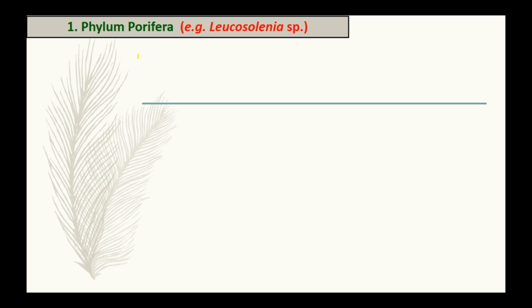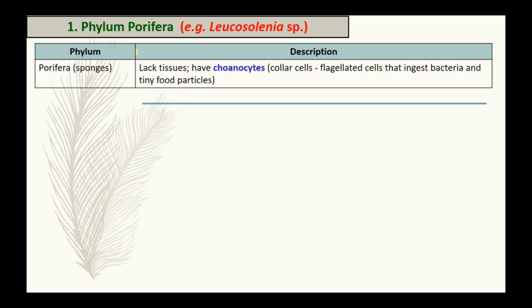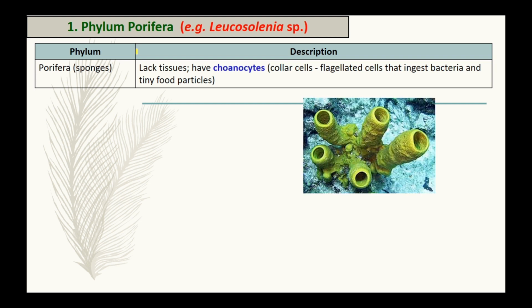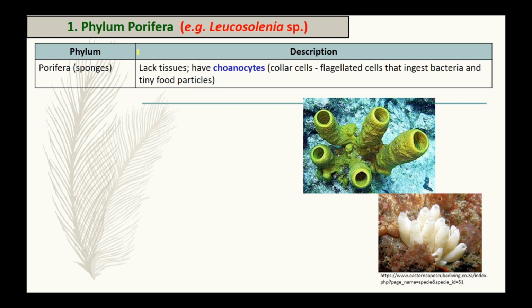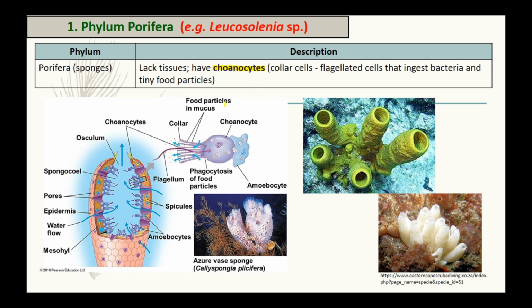Look at the first phylum, that is Porifera. The main example is Leucosolenia sp, that is the sponge. Sponges are the simplest animals with no true tissue and no body symmetry. The most important cell is the choanocyte or collar cell that generates water current through the body of the sponge.